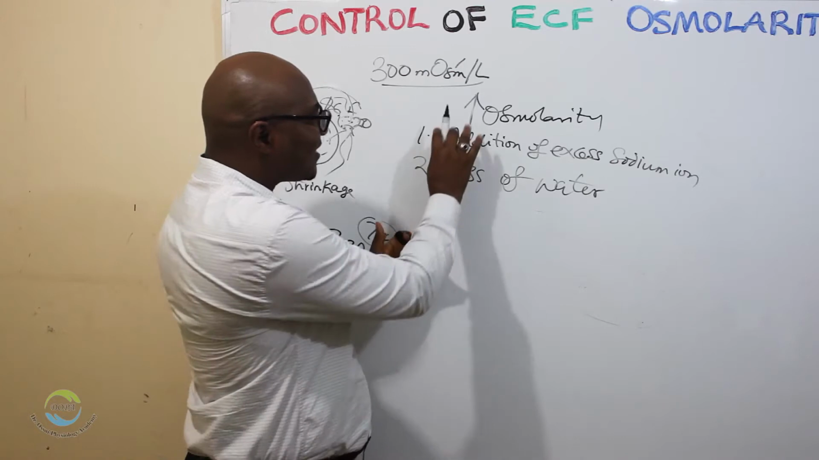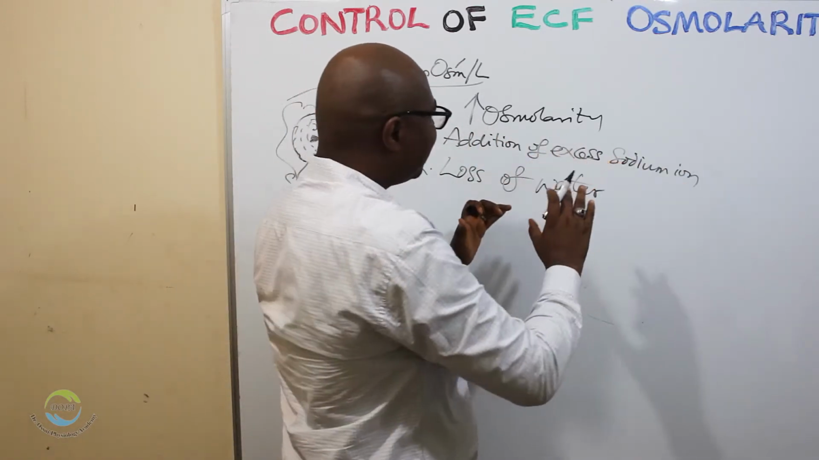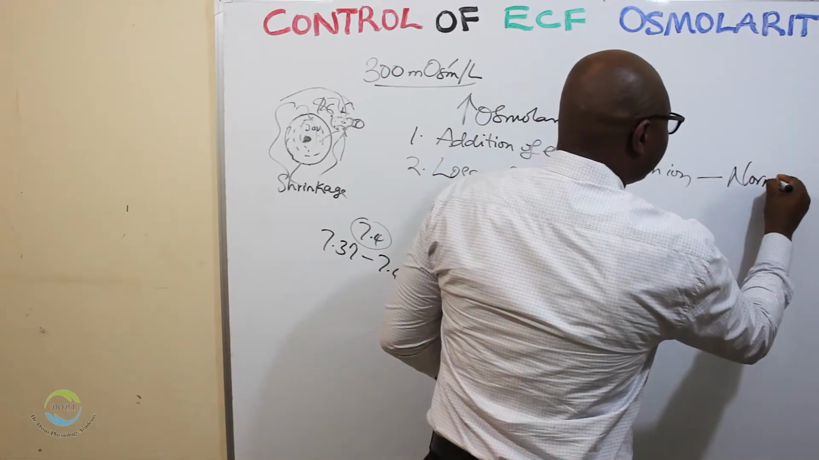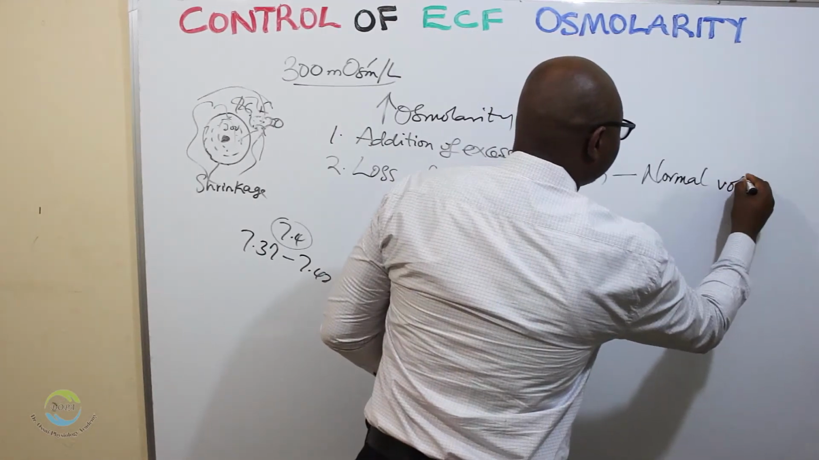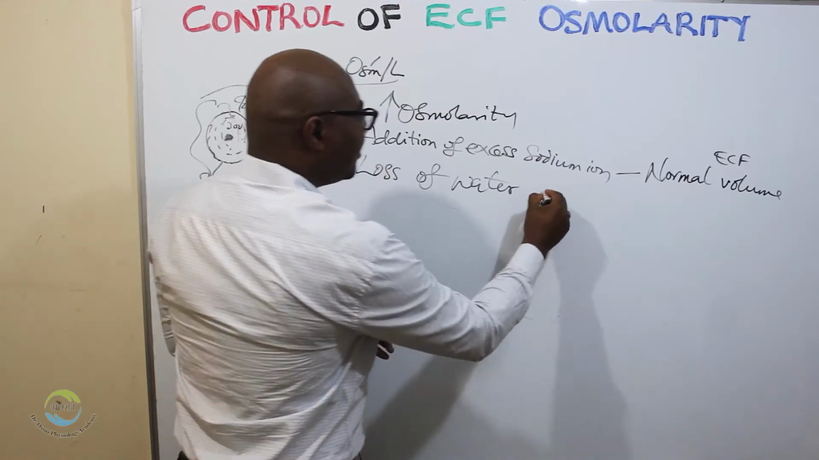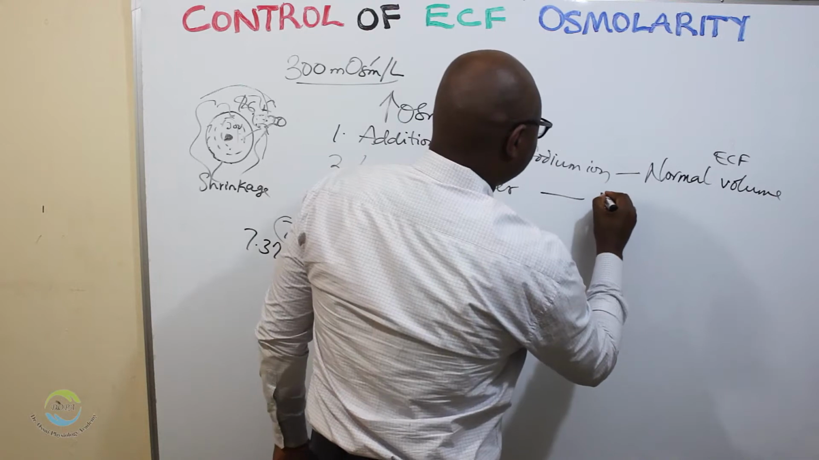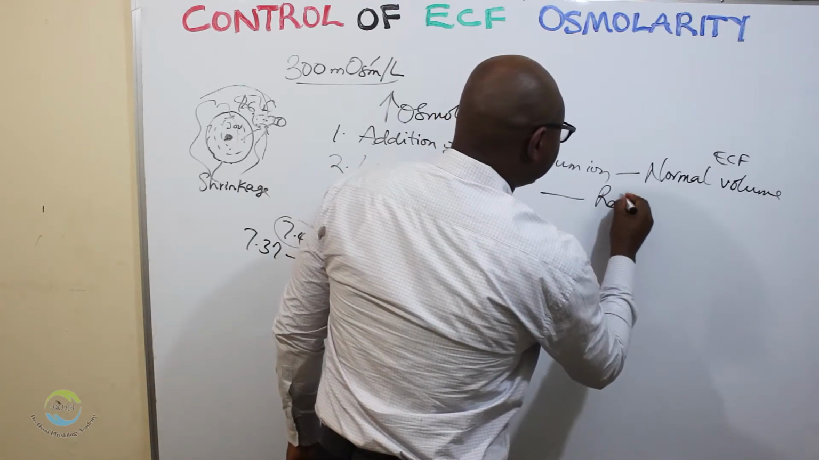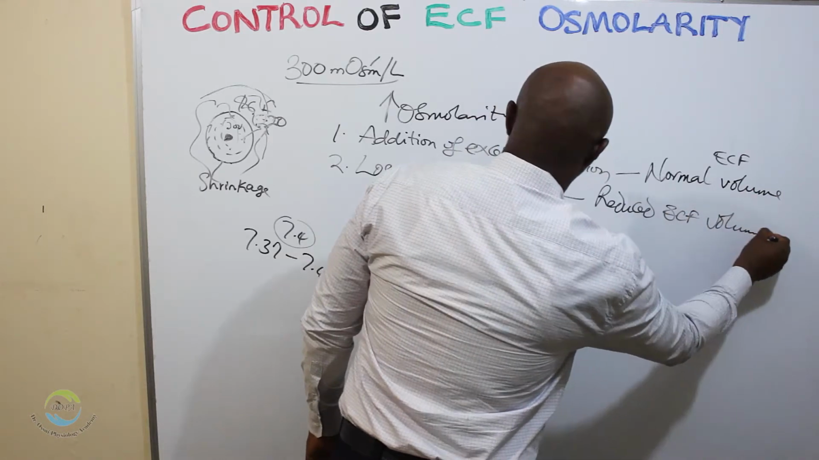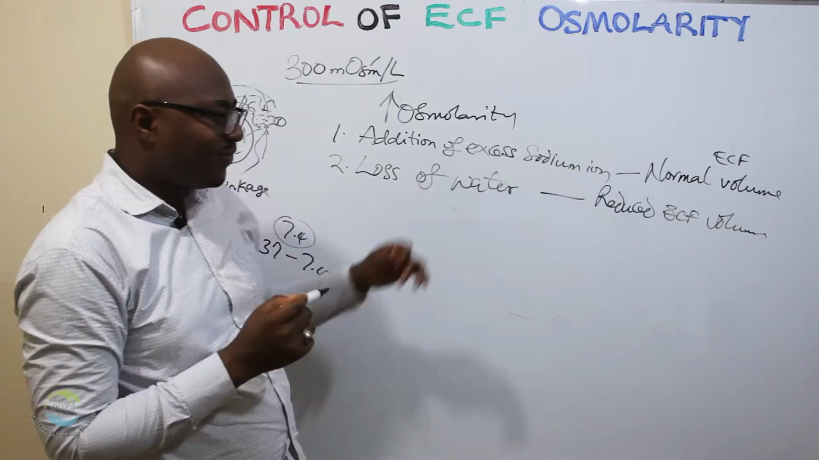All right? So in this case, the volume of water in the body is the same. Normal volume. We say normal ECF volume, normal plasma volume, however, but here, it is reduced ECF volume. So the same problem, but different things are happening with the ECF volume.